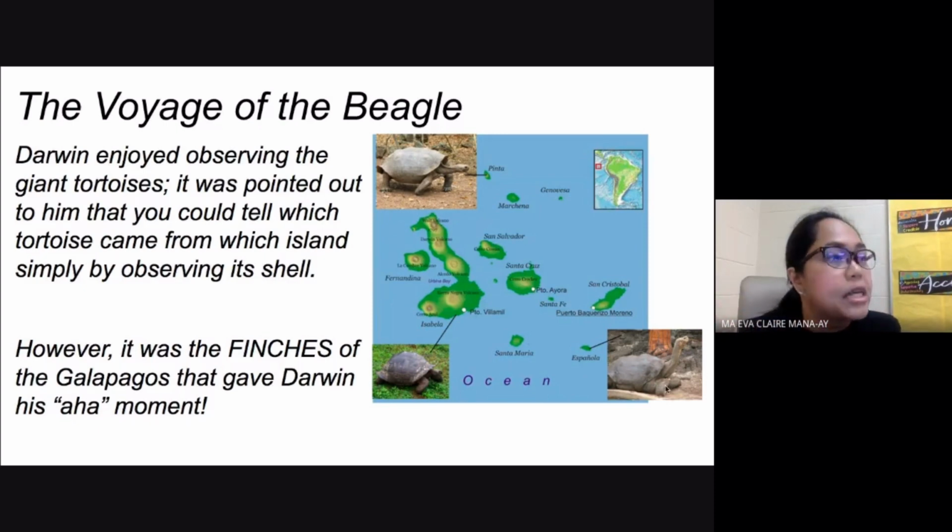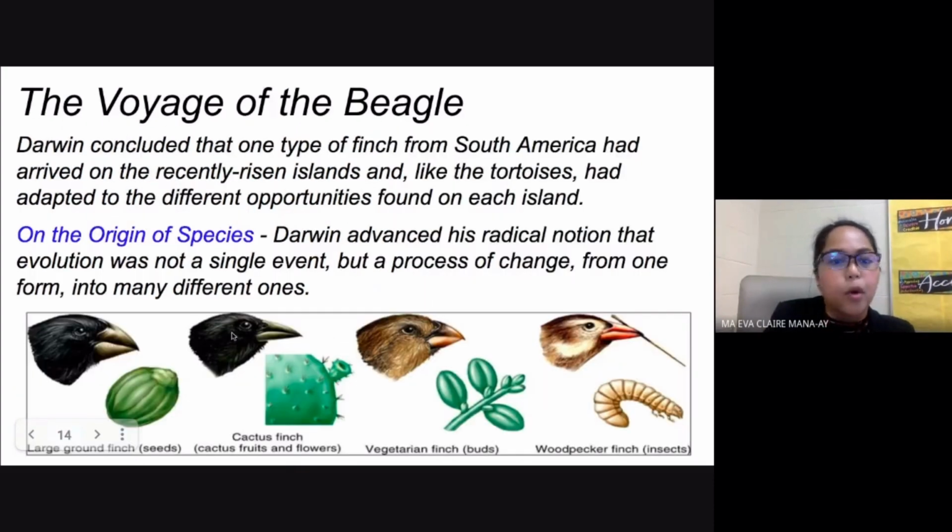Because remember, he said natural selection, nature, environment can dictate and influence the characteristics of an organism. So for him, because of the unique characteristics of a certain island, the characteristics of the organisms would also be very unique. Now another thing that gave him the aha moment, and a lot of his discoveries, were the finches. The finches were also very important in his studies.